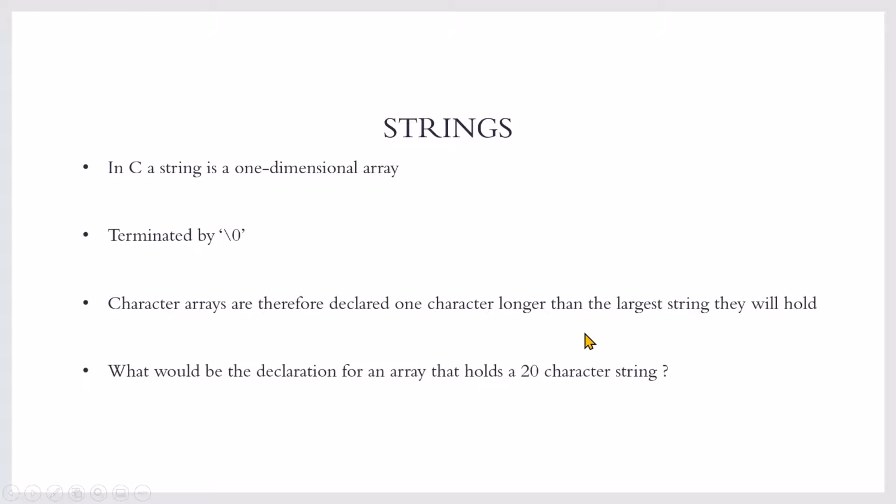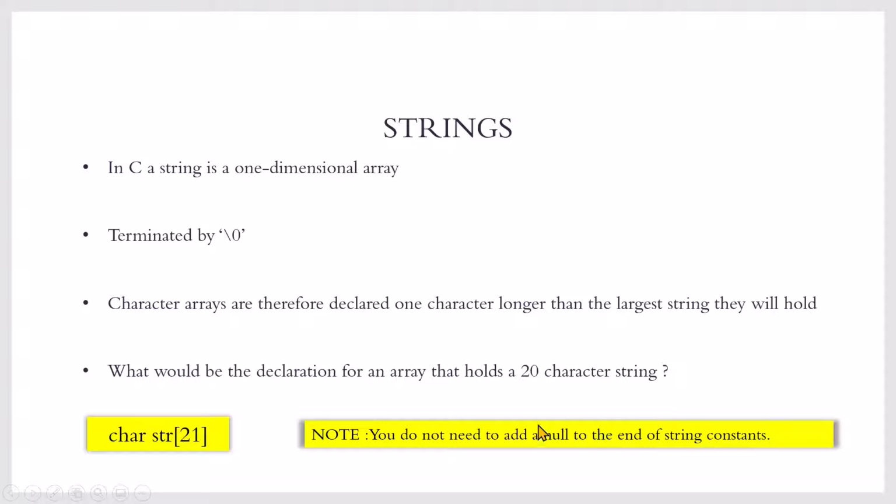Now, what would be the declaration for an array that holds a 20-character string? So that's the maximum number of characters that can be held. We would declare it as 21, just to make space for the \0. What's important to remember is that we do not need to add a null to the end of string constants. A string constant is when we are defining the contents of that string within our program. Okay, so for that constant, again, we don't need to put in the \0 or the null as it is called.